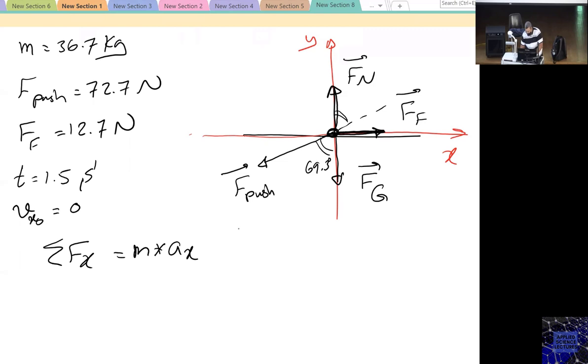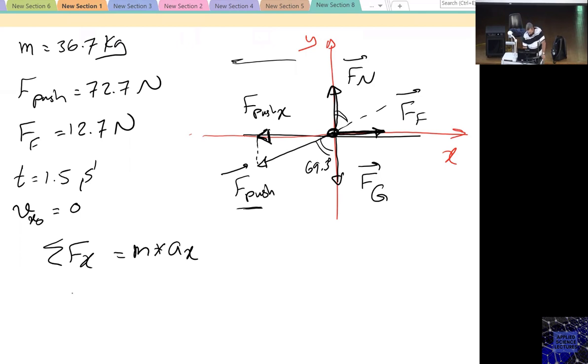So what do we have here? Based on the positive direction, you can see that the motion is happening in this direction, but my positive reference is in the opposite direction, right? Not necessarily do you have to take the positive reference always in the same direction. You could have taken it the other way around. So for me, sigma Fx will start with the F push. I will project it on the x-axis. It will be negative. And I also have the friction in the opposite direction, which will be positive.